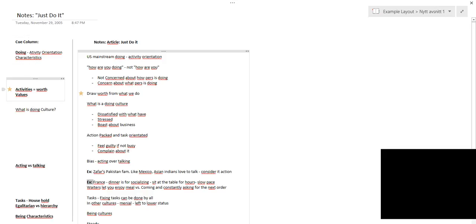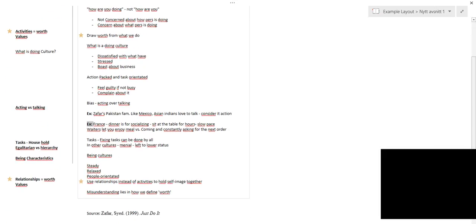And then what I noticed was there was a key point in this, because it was really about values. So in other words, what this particular culture values is the activities that a person does. The activities tell the worth of the person. I wrote a question here, what is a doing culture? And there's more of a definition that comes. And then at the end, he talks up a key point down here where he basically says that we have a bias for acting over speaking or talking. So I wrote that as well, acting versus talking.